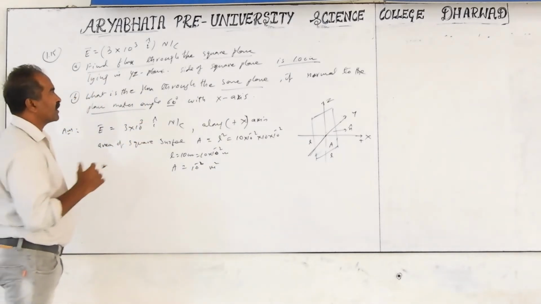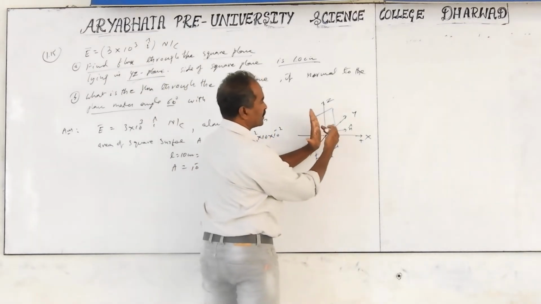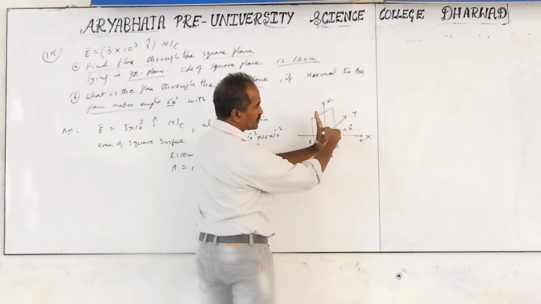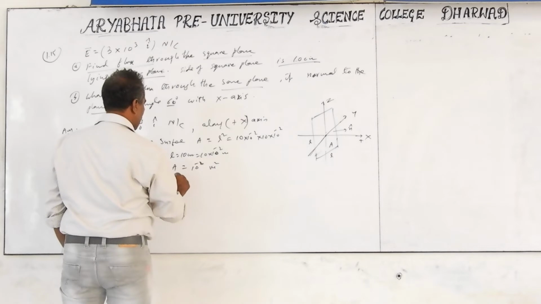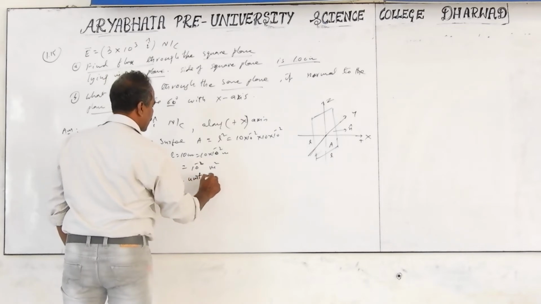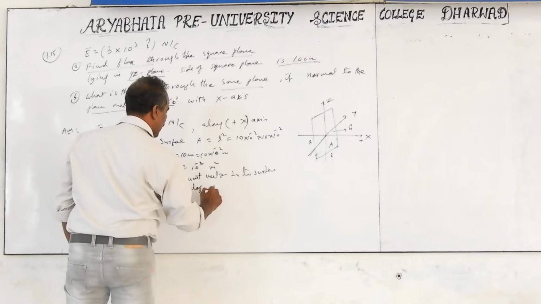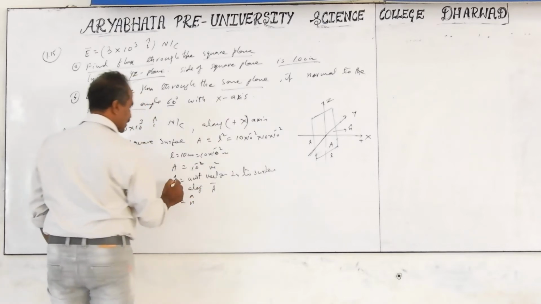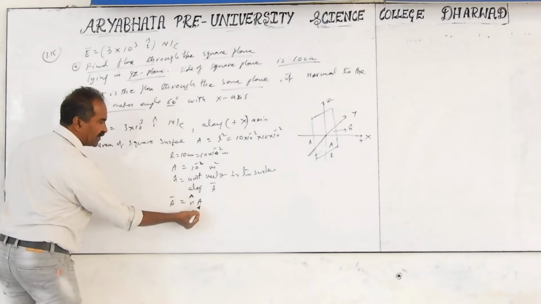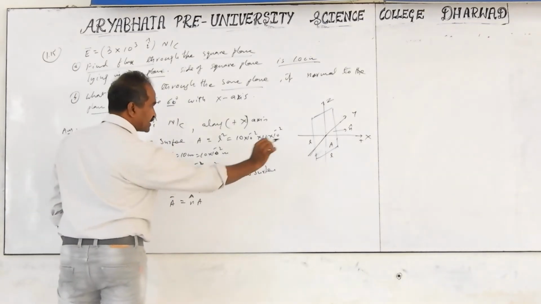Area is always perpendicular to the surface, but here the area is in the square plane, the yz plane. This is the x axis, this is the y axis, this is the z axis. If you keep the plane in the yz plane, the area vector is perpendicular to the surface, so it should be along the x axis. I will take it as n cap, which is the unit vector perpendicular to the surface. This is A bar, the area vector. So we can write A bar equals n cap into A, where A without the bar is a scalar value. But since the plane is in the yz plane, the area must be along the x axis, perpendicular.